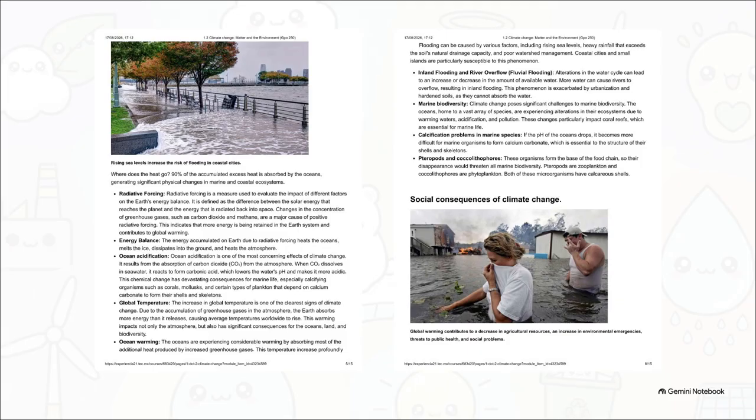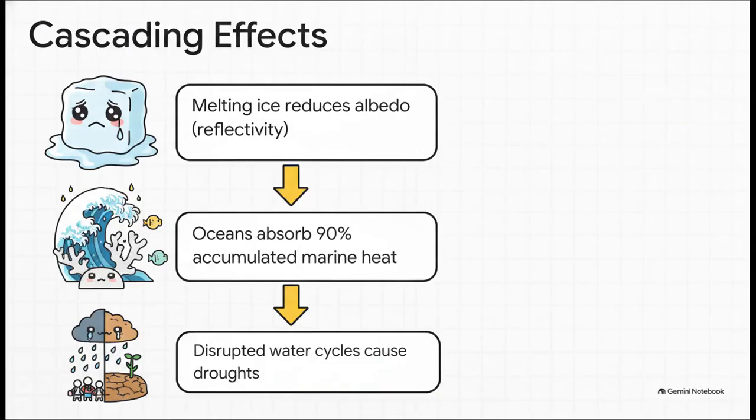Because as oceans warm up from all that trapped heat, the water literally expands. It's a process called thermal expansion. Combine that expanding water with melting glaciers, and you get severe coastal flooding, which forces entire communities to face emergencies and displacement. And honestly, it's a massive domino effect, what we call cascading effects.